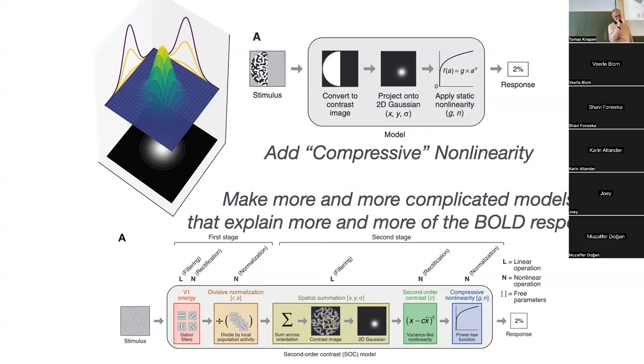Without having to choose, because the specific settings of the parameters will tune the model to perform either one or the other. So one is compression, the other one is suppression.